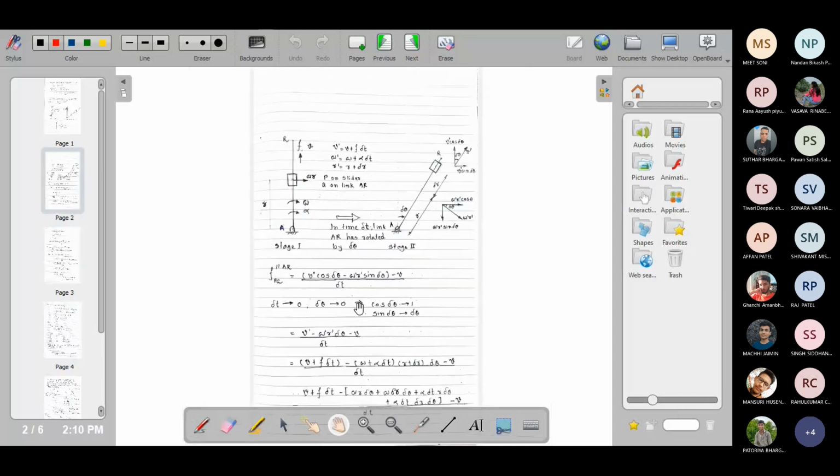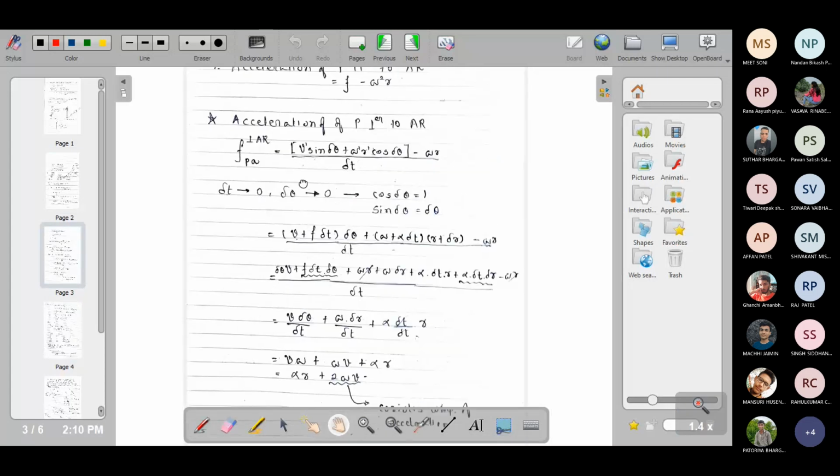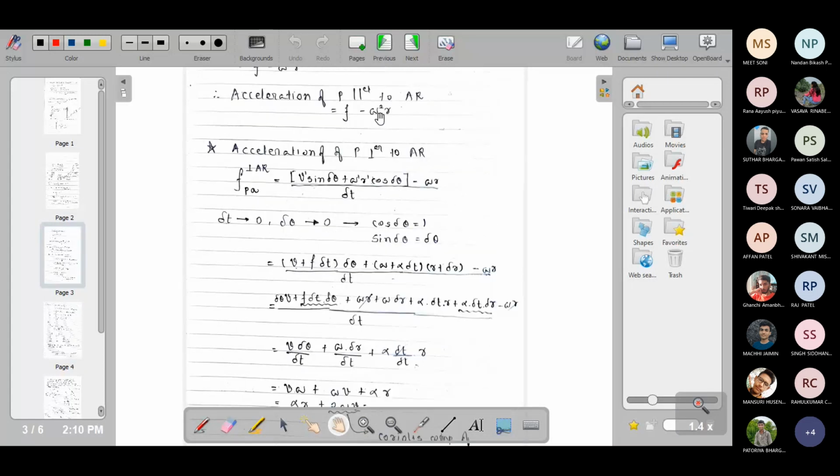The parallel component is this much. The parallel component is F minus omega square R. F is the linear acceleration of the piston. What is omega square R? Can anyone tell me? What is omega square R? Angular velocity, sir. Omega is angular velocity, but what is omega square R?